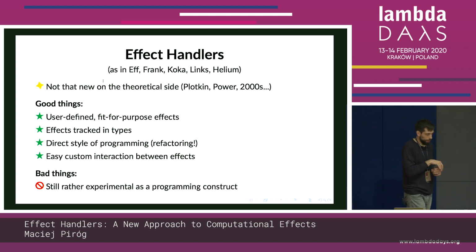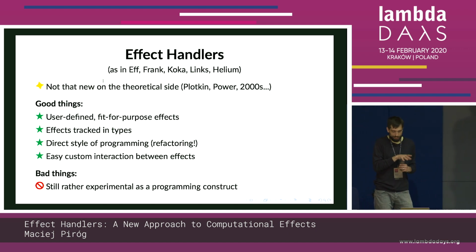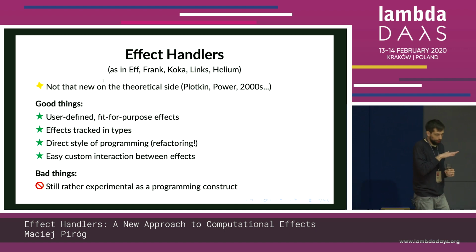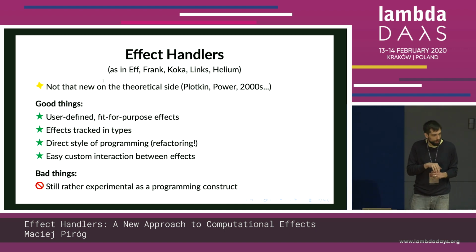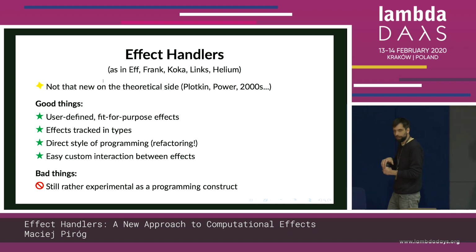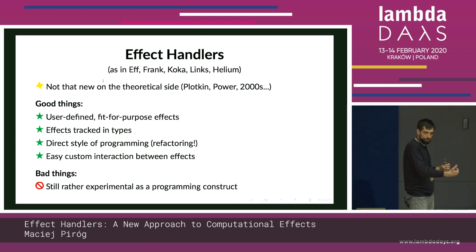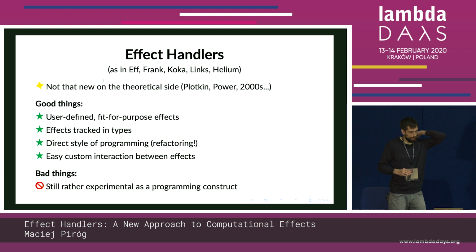And so what are the good things? Can we now have our cake and eat it, right? Yes, now we can define our own effects. Yes, we can track them in types. Yes, we can have direct style of programming, so we can refactor our code. If we need to add somewhere deep in the code one single expression that throws an exception, yes, we can do that. And then we can define what we mean by interaction between effects. So we not only can define different effects, we can also specify how they interact.